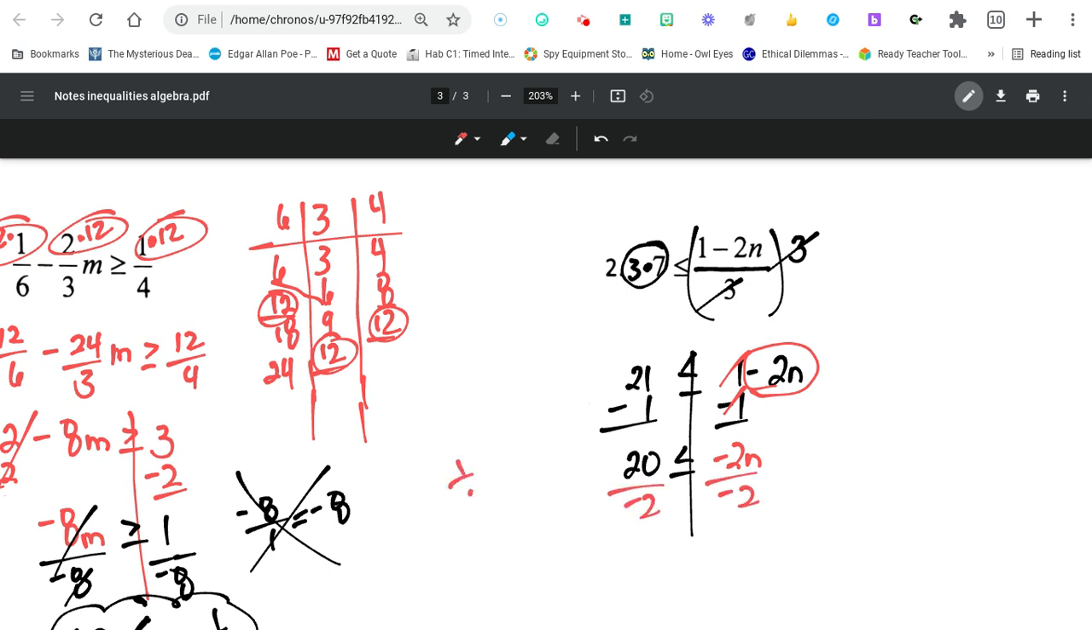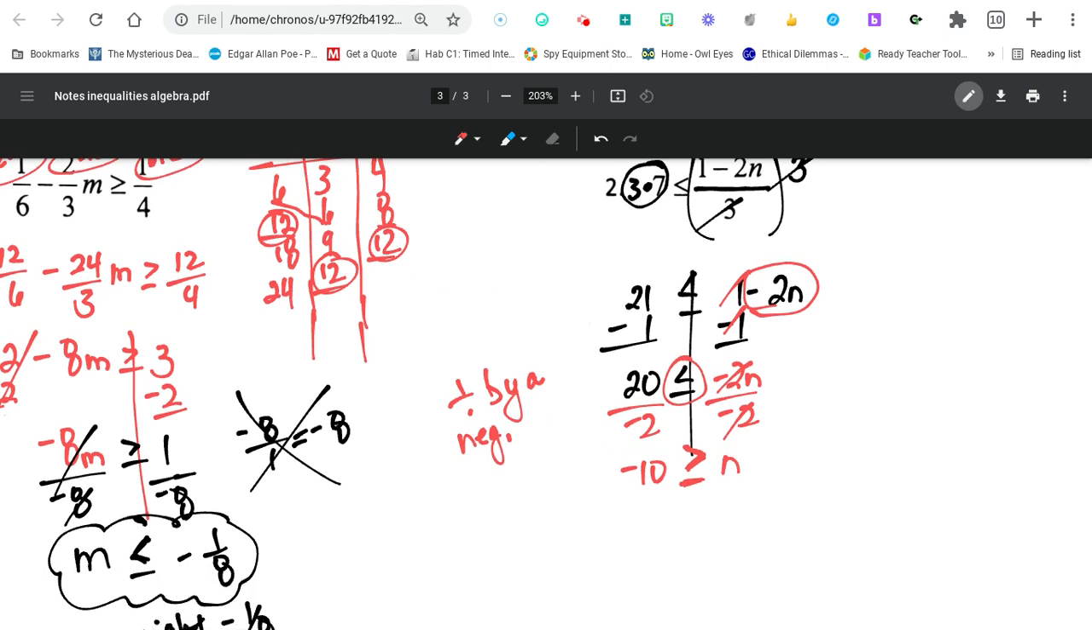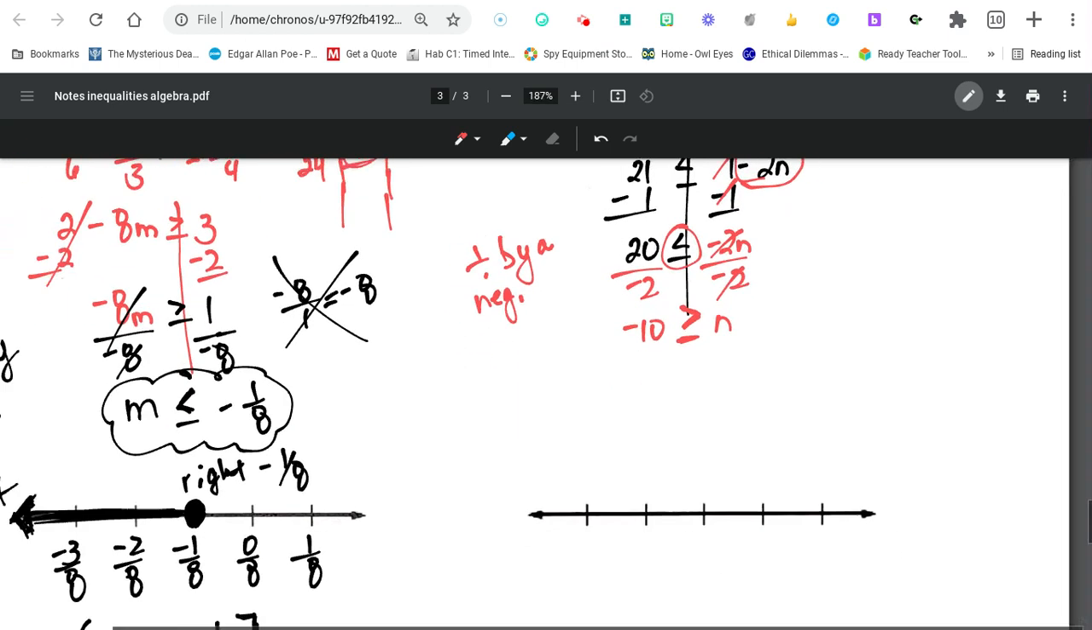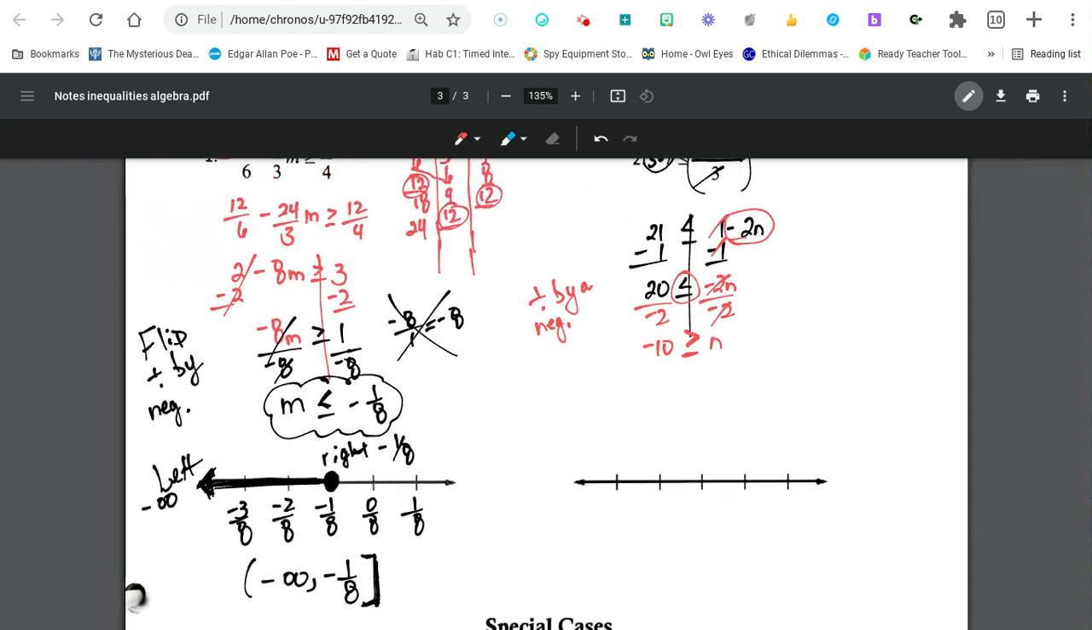Okay, at this point, I'm dividing by a negative. So automatically, less than or equal to is going to flip to greater than or equal to. Bring my negative 10 down and put my n on that side. So I have negative 10 greater than or equal to n. So when I get ready to graph this, I know I'm going to have negative 10 here, negative 9, negative 8, negative 11, negative 12.